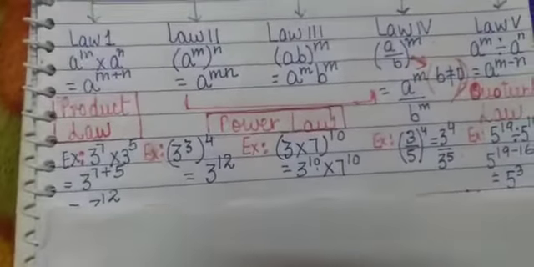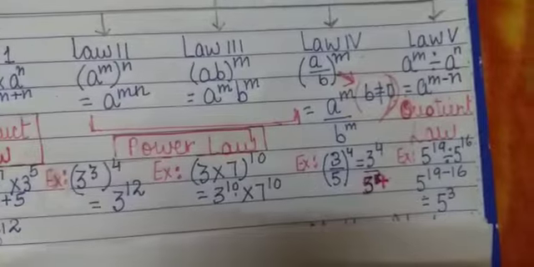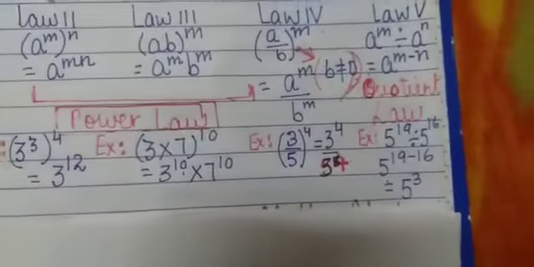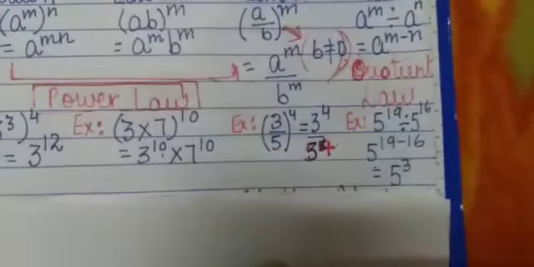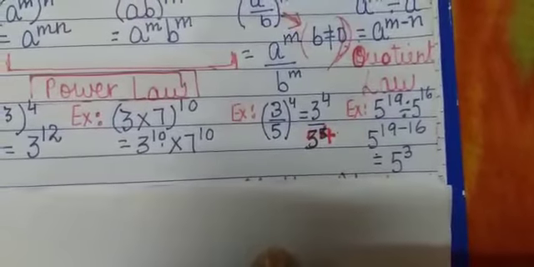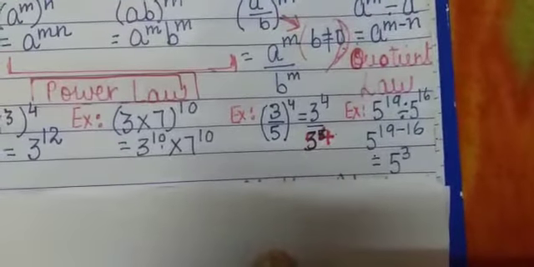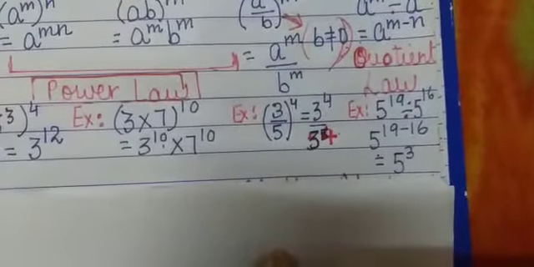Now, last one, the fifth law, 5 to the power 19 divided by 5 to the power 16. So, you know when it is divided, it becomes minus. So, 19 minus 16 is 3. So, the answer will be 5 to the power 3. I think till here it is very clear to you.